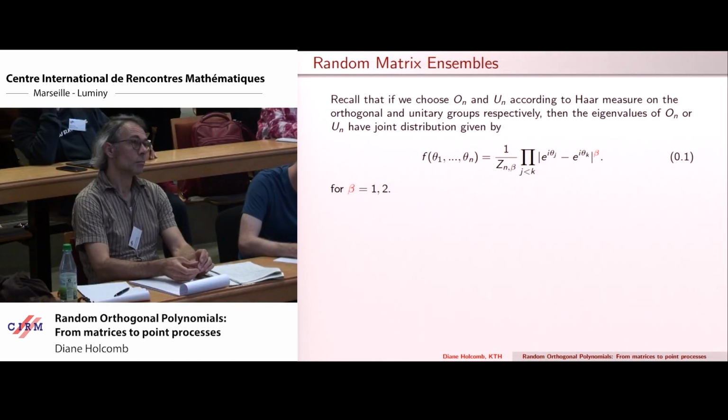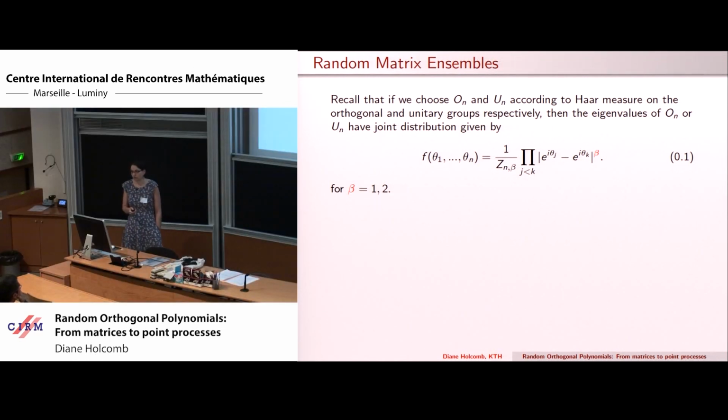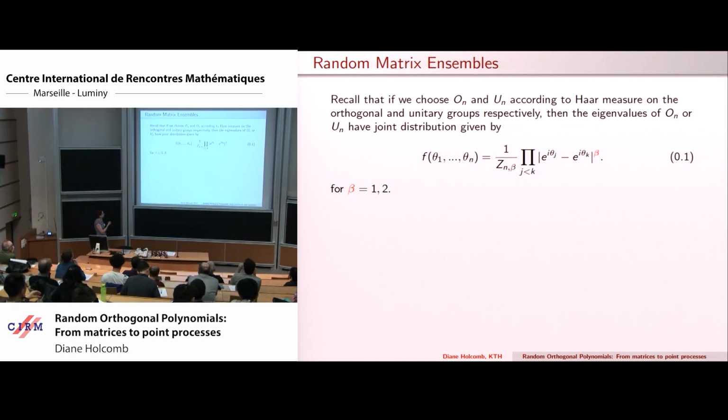If you choose your matrix as a unitary matrix according to the Haar measure on the unitary group, or you could do the Haar measure on the orthogonal group, then you can write down an explicit joint density for the eigenvalues. It's this one that I have written here. And then you just get this Vandermonde determinant to the power of beta. And this beta here, if we've chosen orthogonal, is 1, and if we've chosen unitary, it's 2.